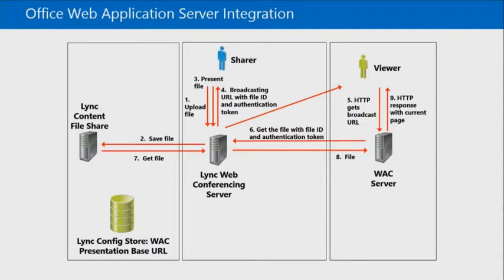Now we broadcast the URL with that file ID and an authentication token. The consumer and viewer of it through the WAC server gets the HTTP broadcast URL, goes way back over and gets the file from the file share, renders it and pulls it to the WAC server, and then sends down the DHTML over HTTP into that viewer. It seems like a lot of moving parts when things are going on here.